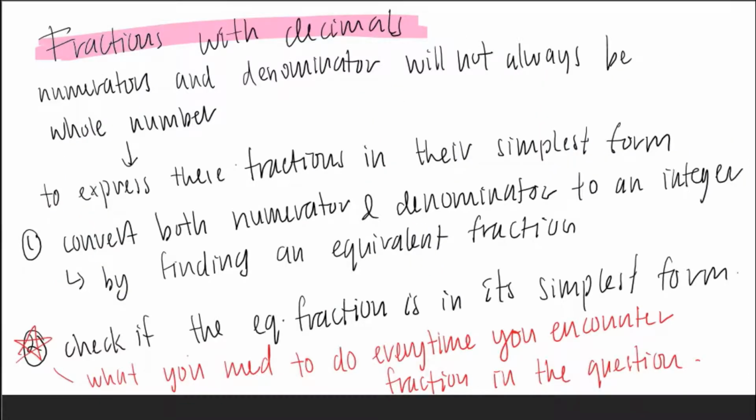The next section of 5.2, fractions with decimals. Numerators and denominators will not always be a whole number. So in order to express these fractions in their simplest form, first, convert both numerator and denominator to an integer by finding an equivalent fraction. Second, check if the equivalent fraction is in its simplest form. That's what you need to do every time you encounter a fraction in the question.